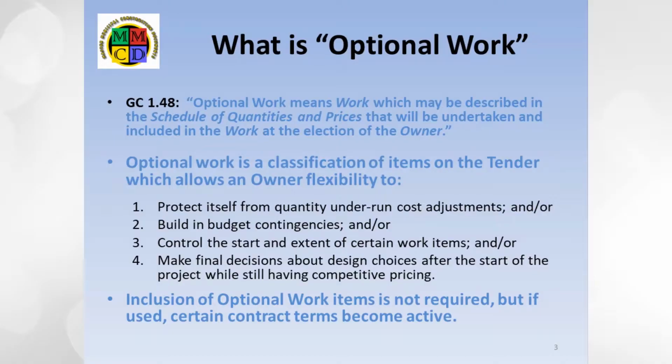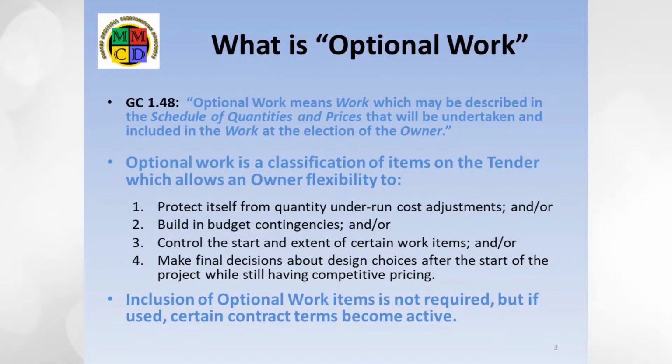Let's look at how the MMCD defines it. GC 1.48 provides a singularly unhelpful definition. Optional work means work which may be described in the schedule of quantities and prices that will be undertaken and included in the work at the election of the owner. See what I mean? Not very helpful. The key point from this definition is that items so defined will only be done if the owner gives further approval. That's the change order I just mentioned.